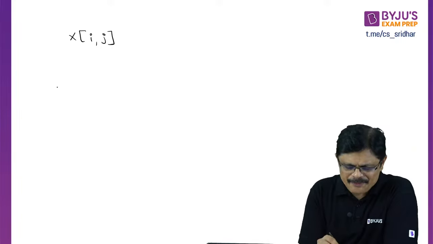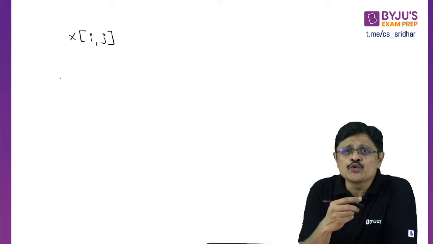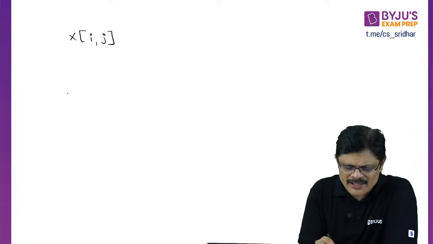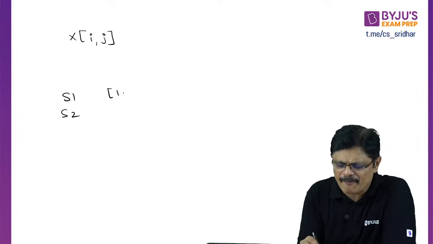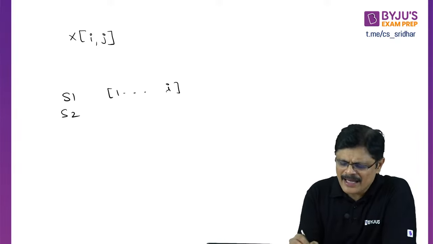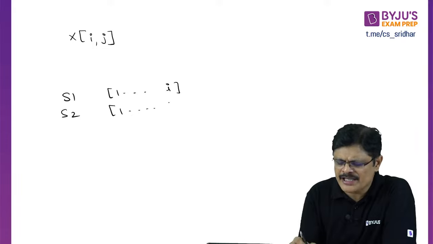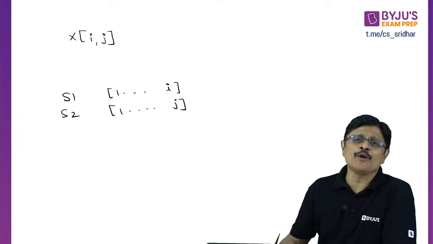Suppose we are having two sequences, sir. Let us call them sequence 1 and sequence 2. Suppose the first sequence has letters from 1 to I, and the second sequence has letters from 1 to J. I want to find the common subsequence.